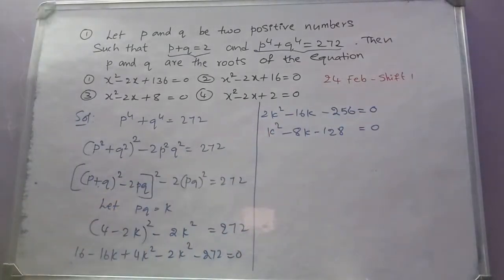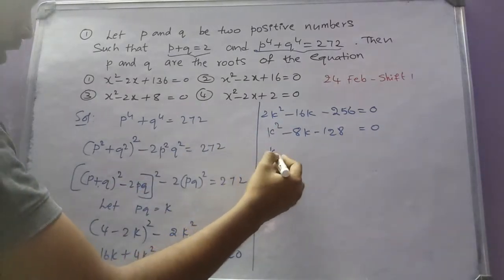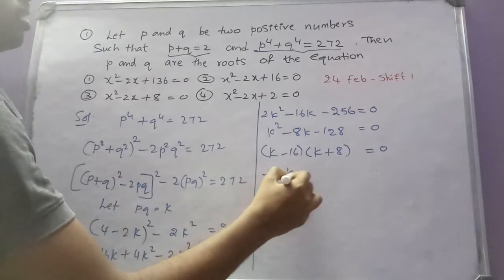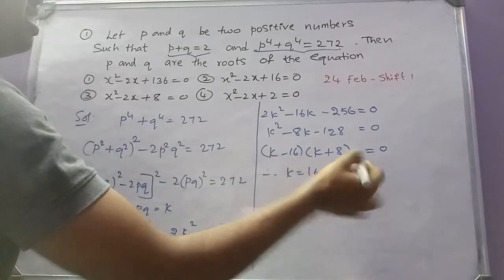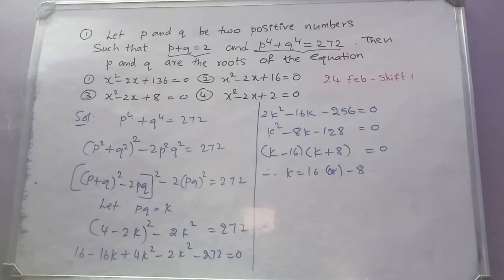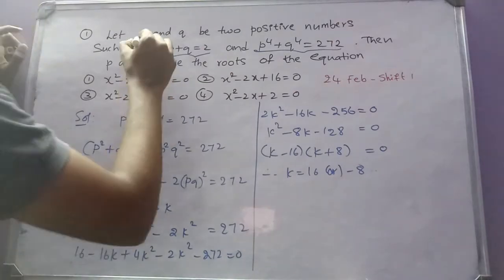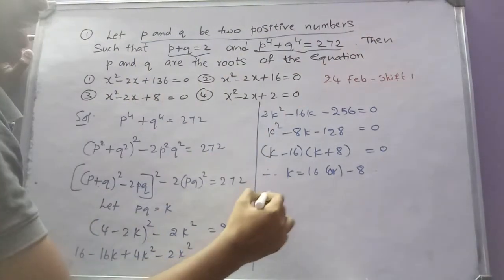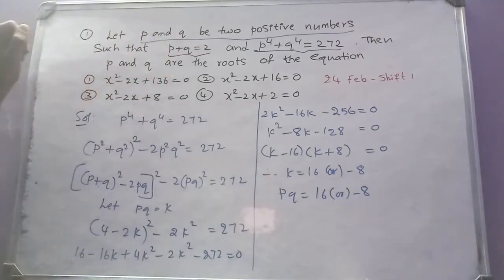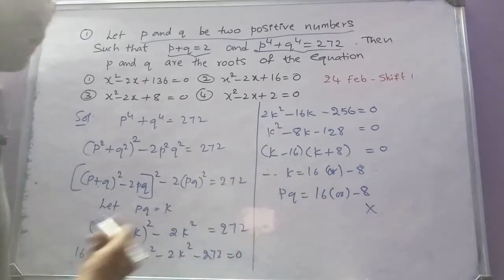Now you can factorize this quadratic equation. If you factorize by splitting the middle term, you get K minus 16 into K plus 8 equal to 0. Therefore K is equal to 16 or minus 8. Sometimes both roots can be taken, and sometimes only one root can be taken. How? Observe that P and Q are two positive numbers. K is actually PQ. So PQ is 16 or minus 8. Since P and Q are positive numbers, the product of them cannot be negative, correct? So PQ cannot be minus 8, therefore PQ is equal to 16.